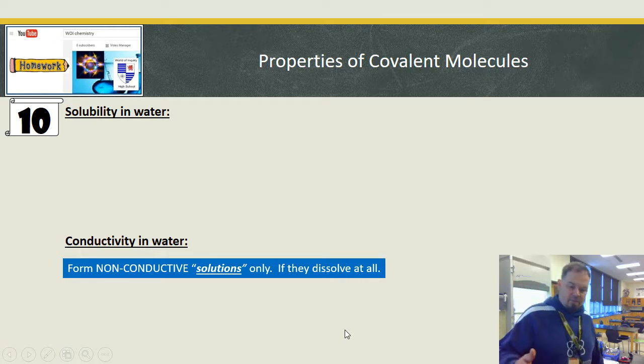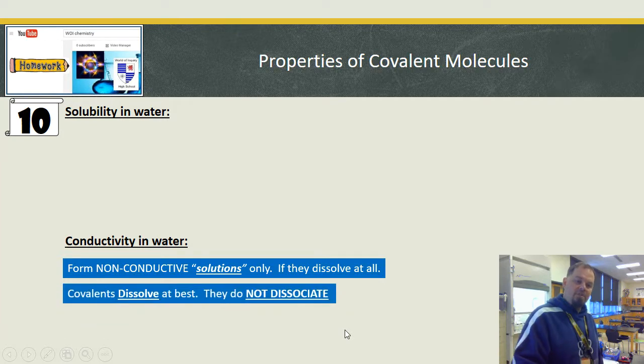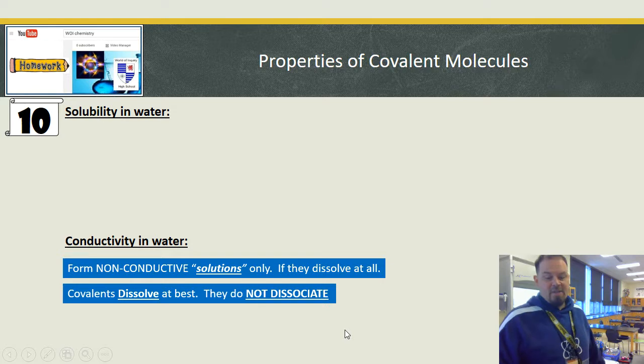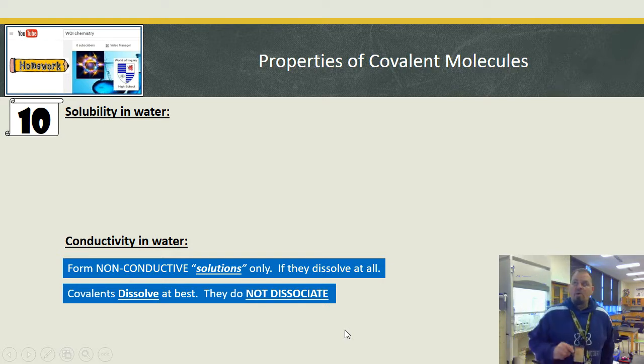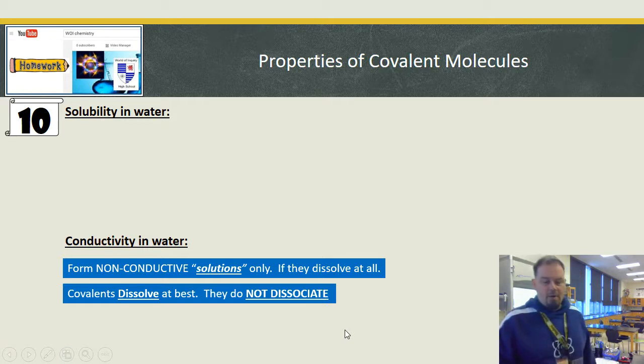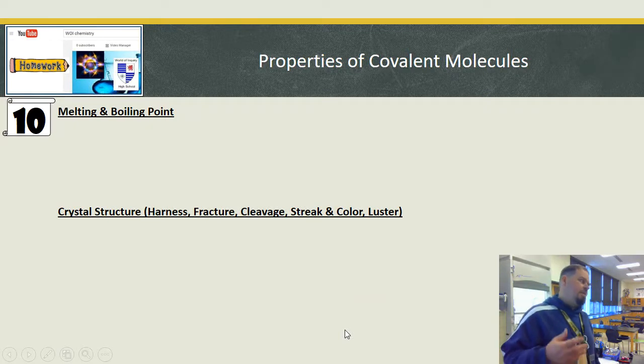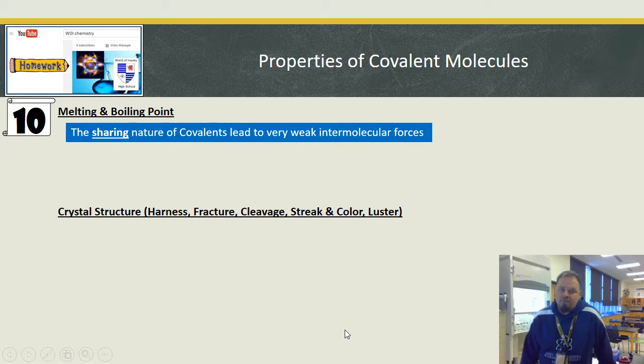So non-conductive is going to be our big test in the lab. If you get something to dissolve and it won't light up the light bulb, then it's obviously covalent. And then let's make sure the rest of your data fits in with covalence. Some dissolve at best. They will not dissociate. And when you do the PhET simulation that shows you make solutions and test it with the light bulb, when you do that on the computer, you'll get to see the difference between dissolve and dissociate pretty well, I hope. And we need to be able to differentiate between those two things. Dissociate is a big word for us as far as making sure we get those points on the test.